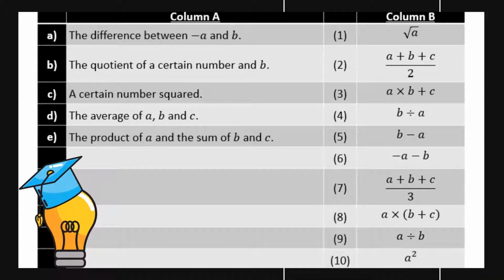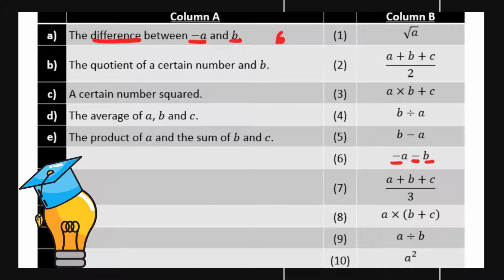Question 1. Let's match column A with column B by reading the following statements and then finding the algebraic expression that matches with it. Question A. The difference, meaning subtraction, between negative A and B. If we look at all the options from number 1 to 10, we will see that the difference between negative A and B would be number 6.